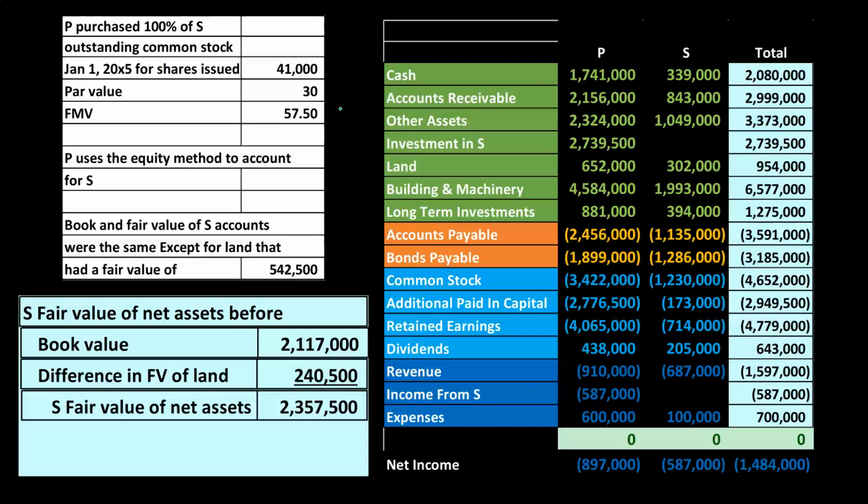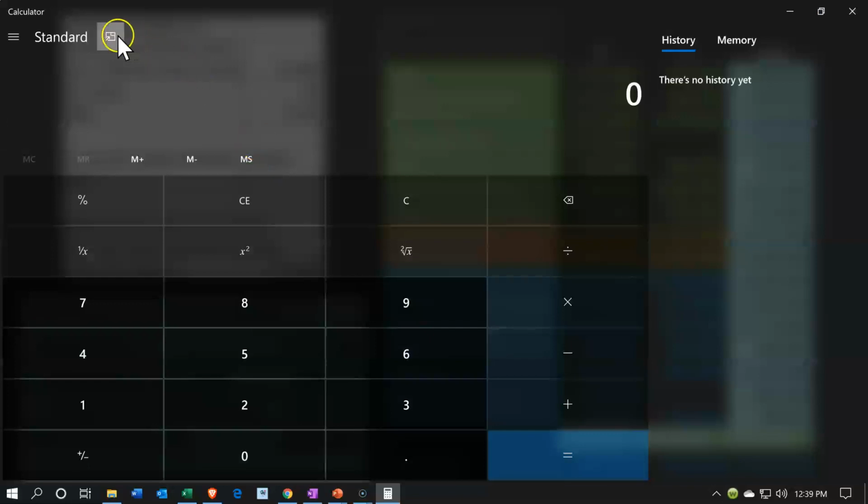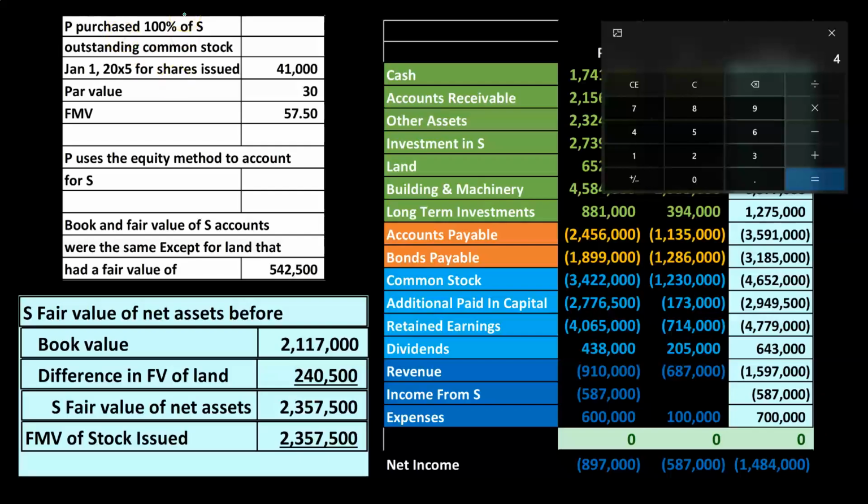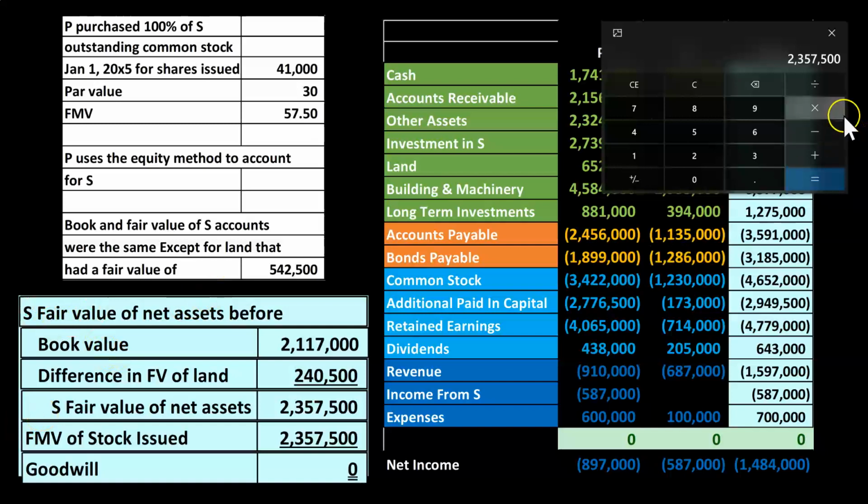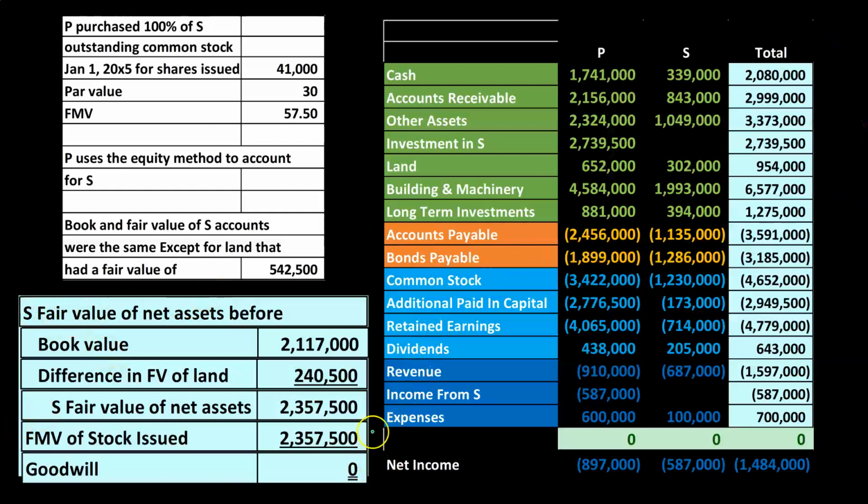So now P is not paying cash. In other words, they issued stock, and the fair value is $57.50. If it's publicly traded, that would be easy to know. If not, we'd have to kind of estimate that somehow. If they issued the stock for $57.50, it would be that times the 41,000. So if we took out the trusty calculator, of course, I'll do the calculation just to verify that. 41,000 times the 57.50 gives us our 2,357,500. So that means that we don't have any goodwill. So we made the purchase price not for just the book value. We're going to have to still revalue this land, but we don't have any goodwill that we're dealing with in this case. So that's nice.